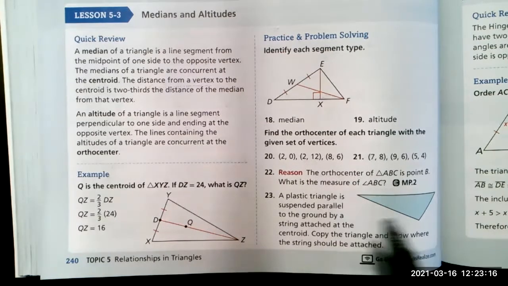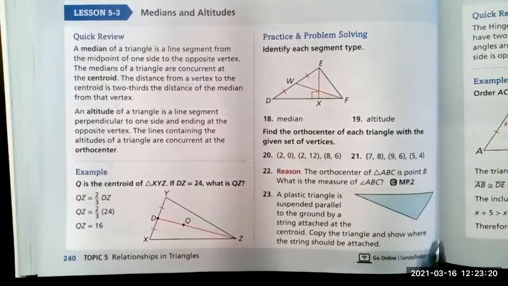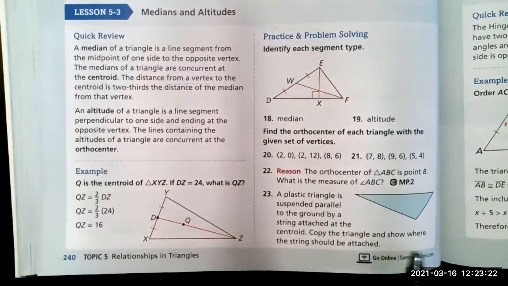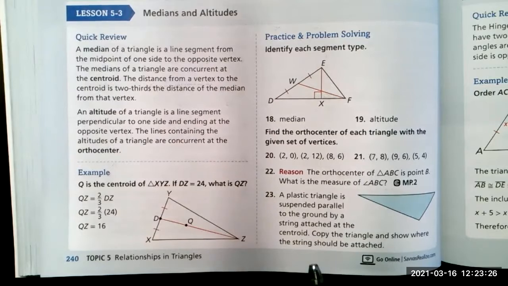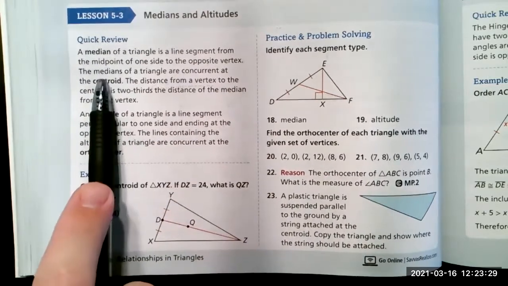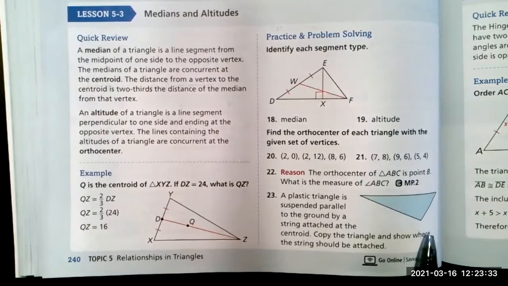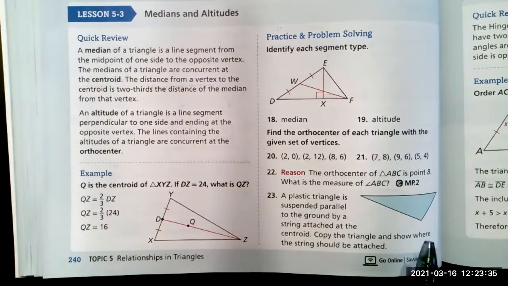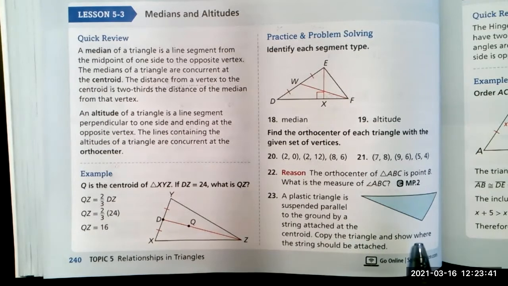23, a plastic triangle is suspended parallel to the ground. So that means that side right there is parallel to the ground, if this is grass down here, by a string attached at the centroid. So again, centroid, we're dealing with the medians. So what we're doing is bisecting each of these sides, and where those bisections meet, that's that centroid. Copy the triangle and show where the string should be attached.